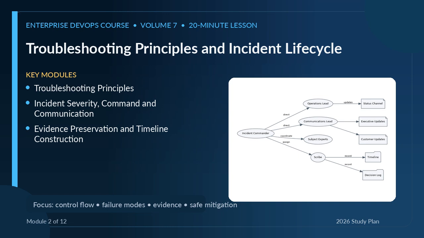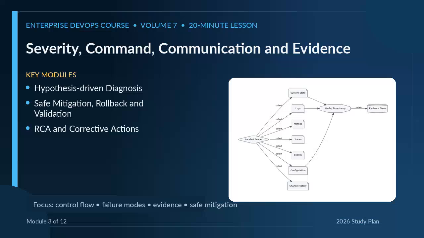In an interview, explain the design choice, the most likely failure mode, the evidence you would collect, and the safest mitigation before making a permanent correction. Severity, command, communication. The module on hypothesis-driven diagnosis establishes the following. A hypothesis predicts an observable result. The best next test maximizes information while minimizing risk and time. Prioritize by likelihood, impact, and evidence.